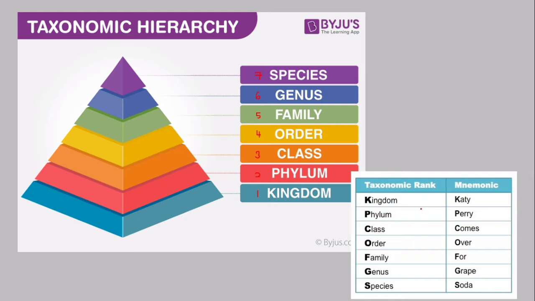Okay, how to memorize this taxonomic hierarchy in sequence? Okay, examples, contohnya, saya bagi mnemonic ini. Katy Perry comes over for grape soda. So K stands for kingdoms, Perry, phylums, comes, class, over, order, for, family, grapes, genus, and soda, species. So last kali kita akan dapat the names of species.